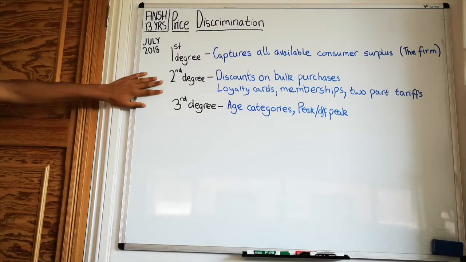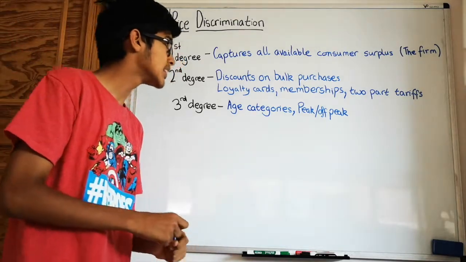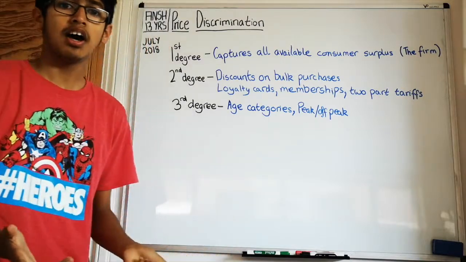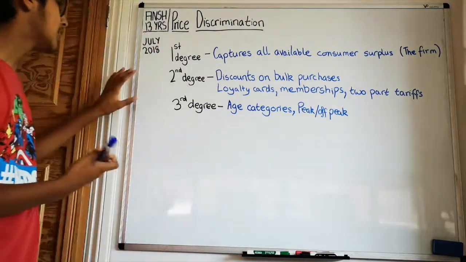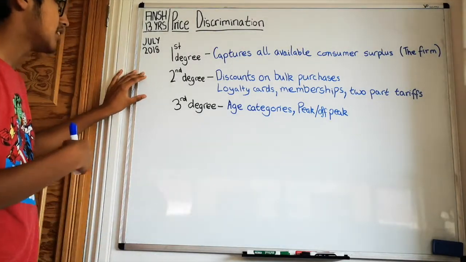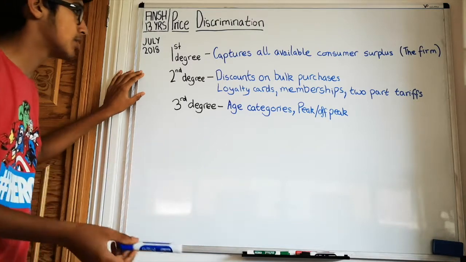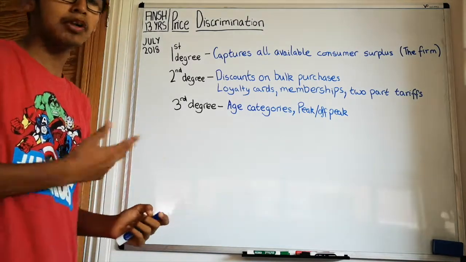Now moving on to second degree price discrimination. Second degree price discrimination is essentially charging different amounts for different quantities purchased. For example, depending on the quantity, they can charge different amounts to different people who are buying those different quantities. For example, there could be discounts on bulk purchases.